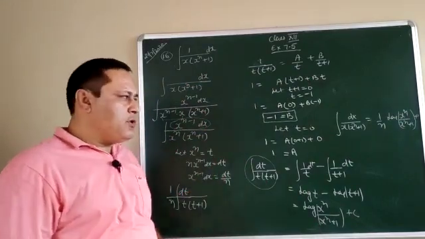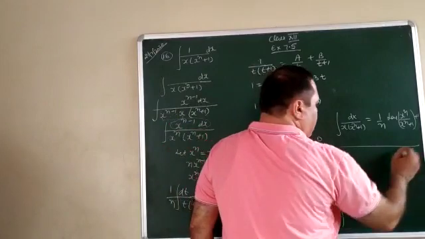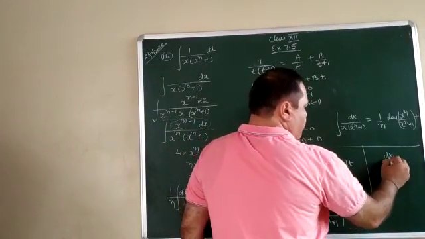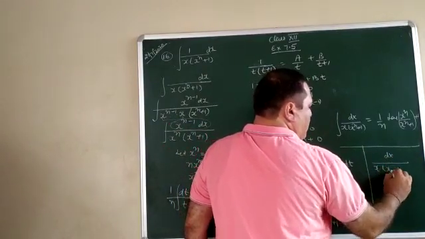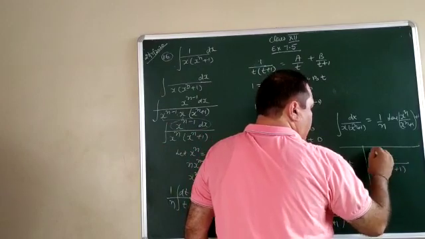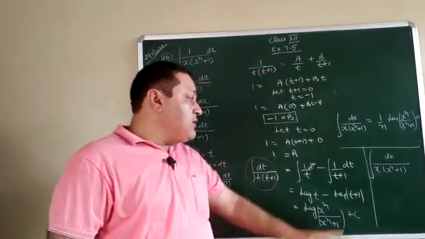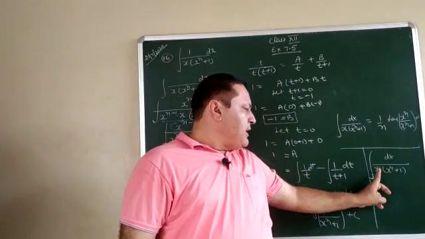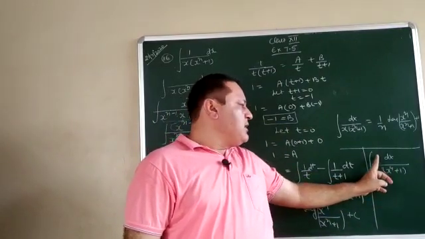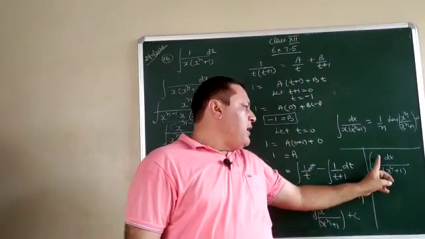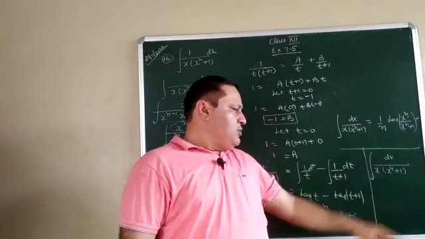There is one more question which he gave in your book. Dx upon x into x to power 4 plus 1, go for integration. Now see this one, it is x to power 4, and it is x to power 1. So in this case it should be multiplied and divided by x to power 3. So be careful.